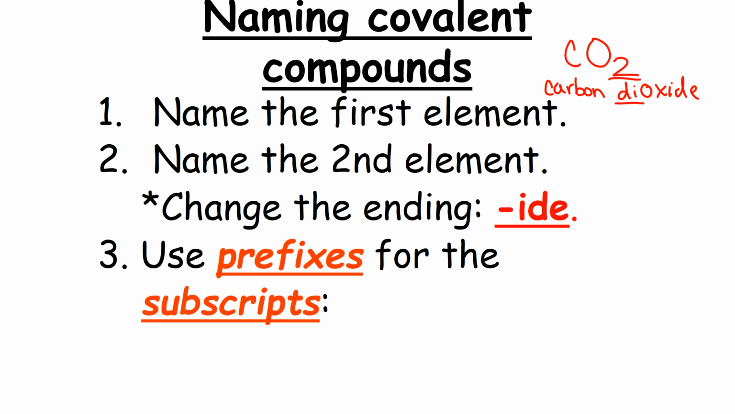So even if it was just one, so for example, CO is carbon monoxide. All right, so we always have to have the prefix on the second one.